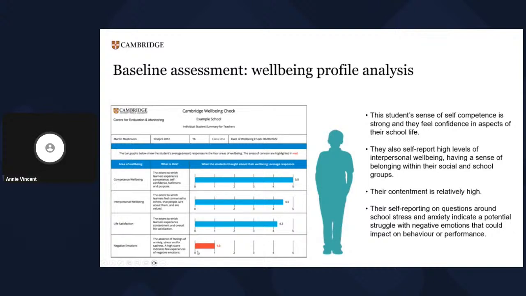But it is in the negative emotions where we are reporting comparatively quite low. There is an indicator here that school stress or anxiety is something they're potentially struggling with, and those negative emotions could impact on their behaviour or their performance. Do these tests tell me definitively that I have a student requiring special educational needs support?